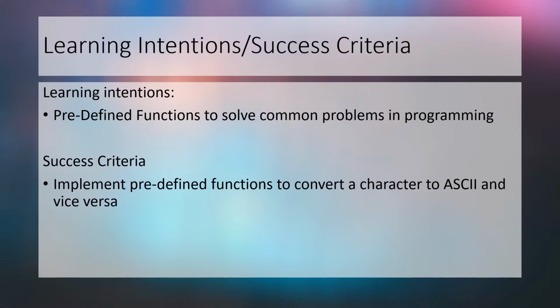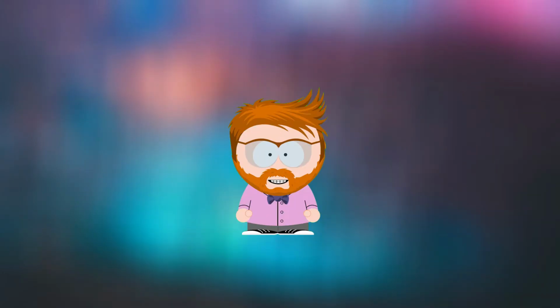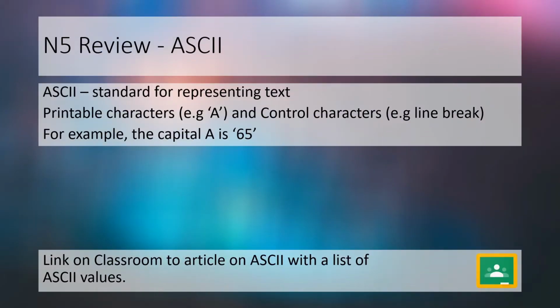This week we are looking at predefined functions for working with ASCII values. At National 5 level we looked at ASCII, which is a standard for representing text on computers. All printable keyboard characters and certain control characters like line breaks are stored as a decimal numerical value in this standard. For example, the capital A is stored as the integer 65. I've put a link on Google Classroom to an article with a list of all ASCII characters.